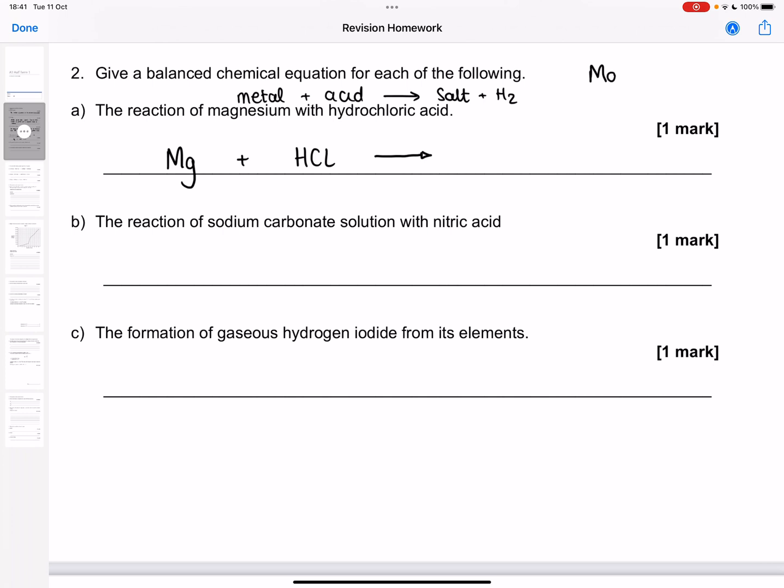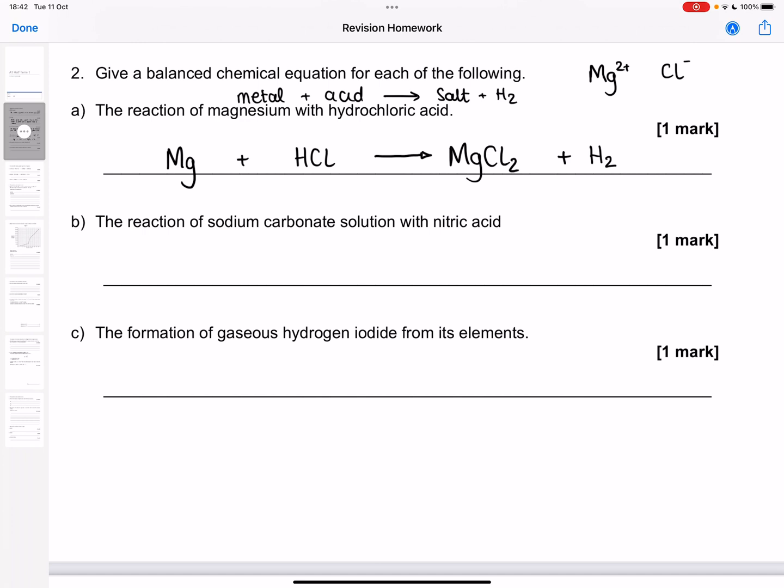Now, magnesium is in group 2 of the periodic table, so forms 2 plus ions, but chloride is in group 7, so forms 1 minus ions. So therefore, magnesium chloride would be MgCl2. The formula numbers hit the floor, so we've got a low down 2. And then we've got hydrogen, which we remember is one of the diatomic elements. So now I've got all my formulae in there correct.